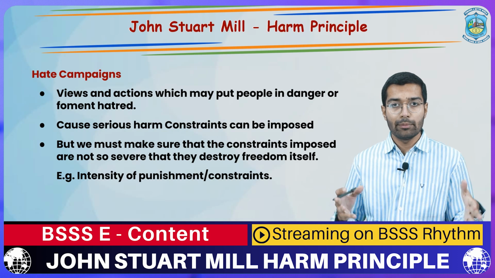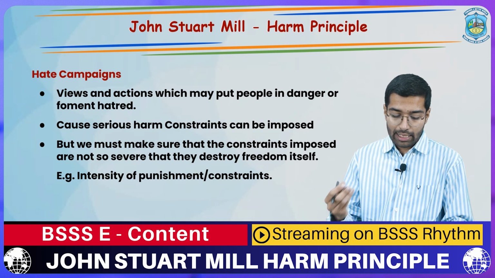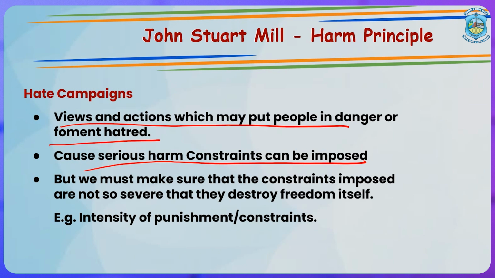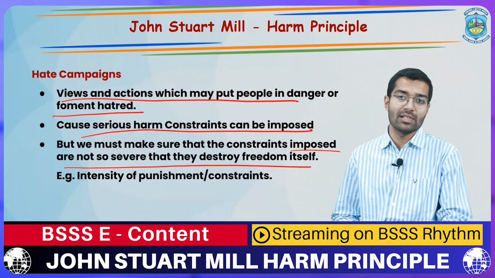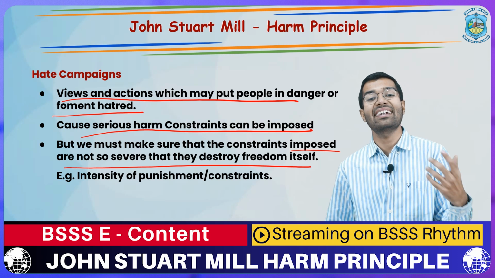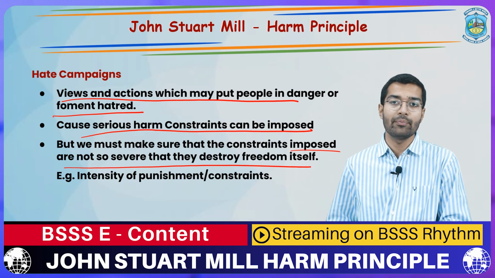We all live in a community. We all should live in harmony. So hate campaigns, views and actions which may put people in danger or foment hatred cause serious harm. Constraints can be imposed. But we must make sure that the constraints imposed are not so severe that they destroy the freedom itself. So J.S. Mill says that the government must come up with constraints, but the constraints should not be so tough that they destroy the freedom itself.